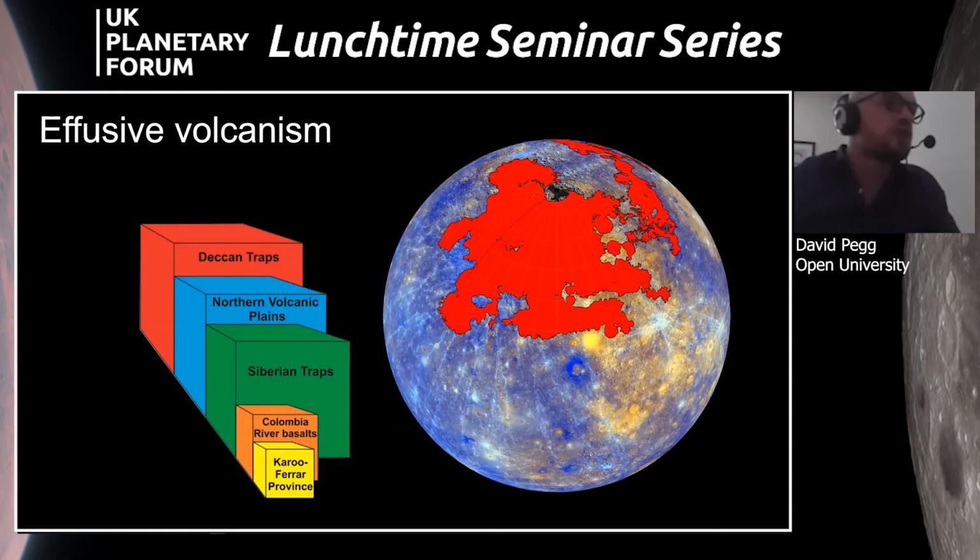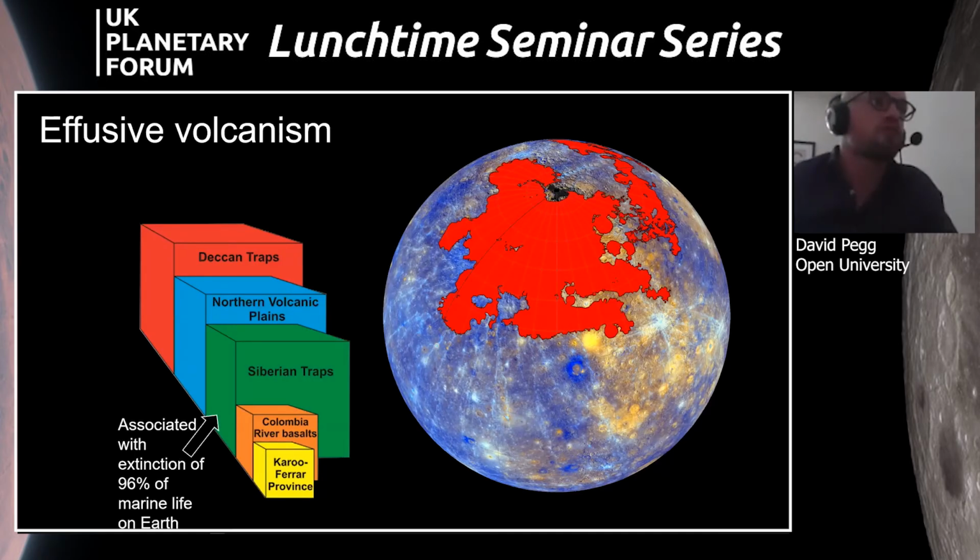And a similar size is that forming the Siberian Traps, which is associated with the Permian-Triassic extinction, which wiped out 96% of marine life on Earth. So these volcanic events, wherever they happen, are significant features.